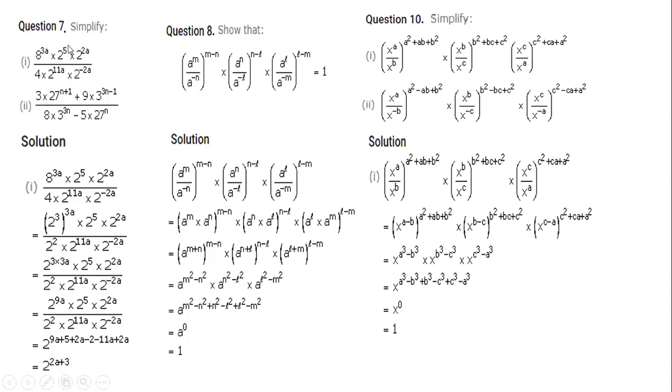Come to the question number 7. Try to solve the question number 6 on your own. That is the same as this question number 5.